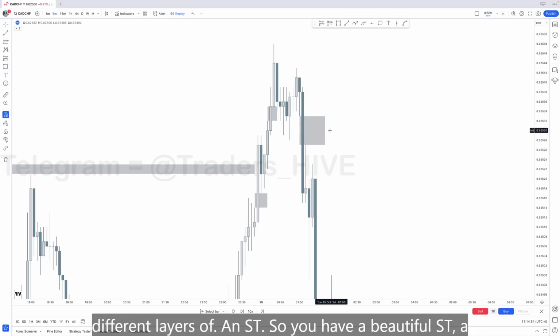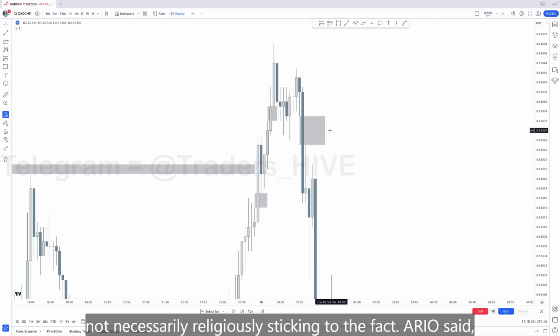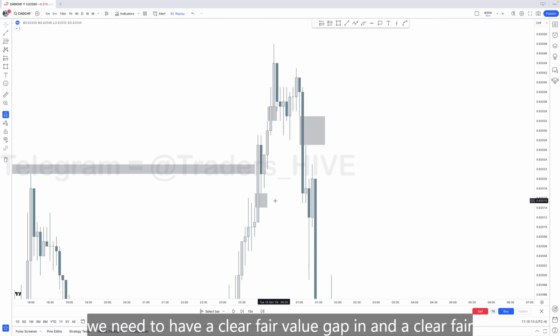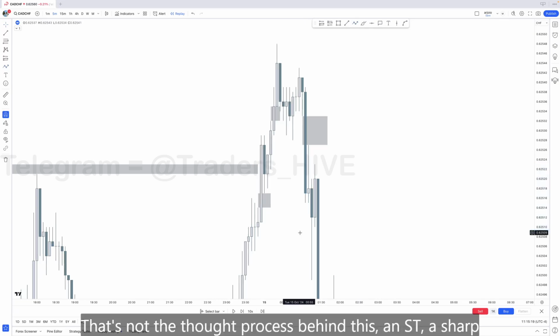There's different layers of an ST. So you have a beautiful ST, a very good ST, you have a mid ST, and you have a very ugly sharp turn. The most important part, for a sharp turn, is not necessarily religiously sticking to the fact that, well, Ario said we need to have a clear fair value gap in and a clear fair value gap out, and they need to be overlapping right there. That's not the thought process behind an ST, a sharp turn.